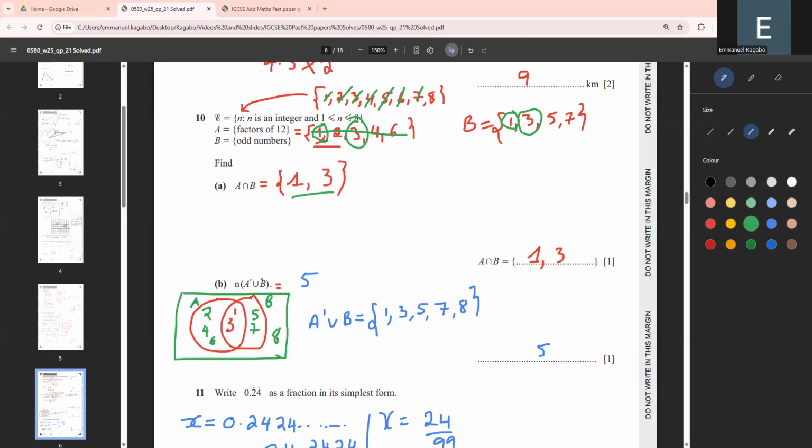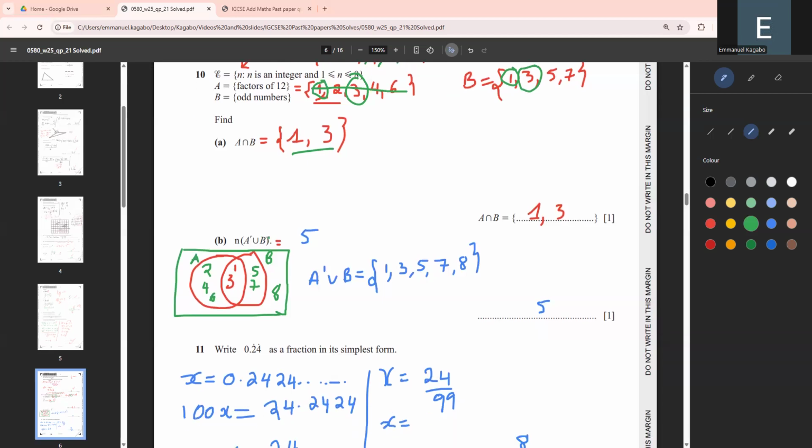Okay, very good. Now, A complement union B. That means they are talking about this. If this is the part, oh, sorry, my bad. I have to shade carefully. So this is the one they're talking about. So it's going to be this, and outside. So what elements are in A complement union B now? It's 1, 3, 5, 7, and 8. So how many are they? Because they said the number of A complement union B. So how many elements are there? 1, 2, 3, 4, 5. That's why my answer here is 5.